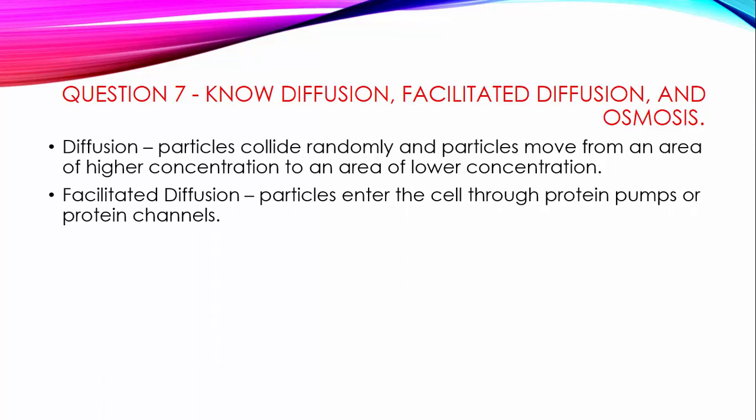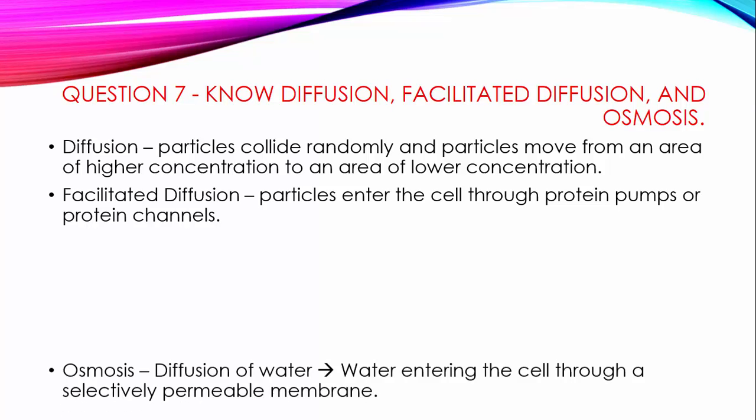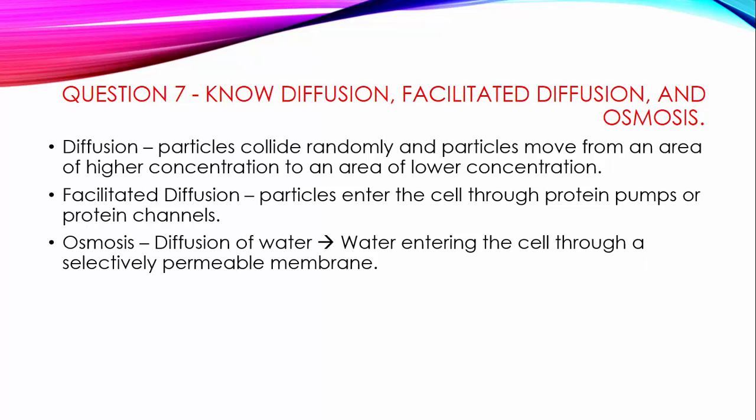Now there's facilitated diffusion. It works just like diffusion except that it uses protein pumps or protein channels. If you see the word protein pump or protein channel, it is facilitated diffusion. Now, osmosis is the same thing as diffusion, but there's one key word, and that is water. If you hear anything about water moving, chances are the answer is going to have something to do with osmosis. So it's water entering the cell through a selectively permeable membrane, and osmosis is the diffusion of water. It's from an area of high concentration to an area of low concentration. And that's why it falls under this question.